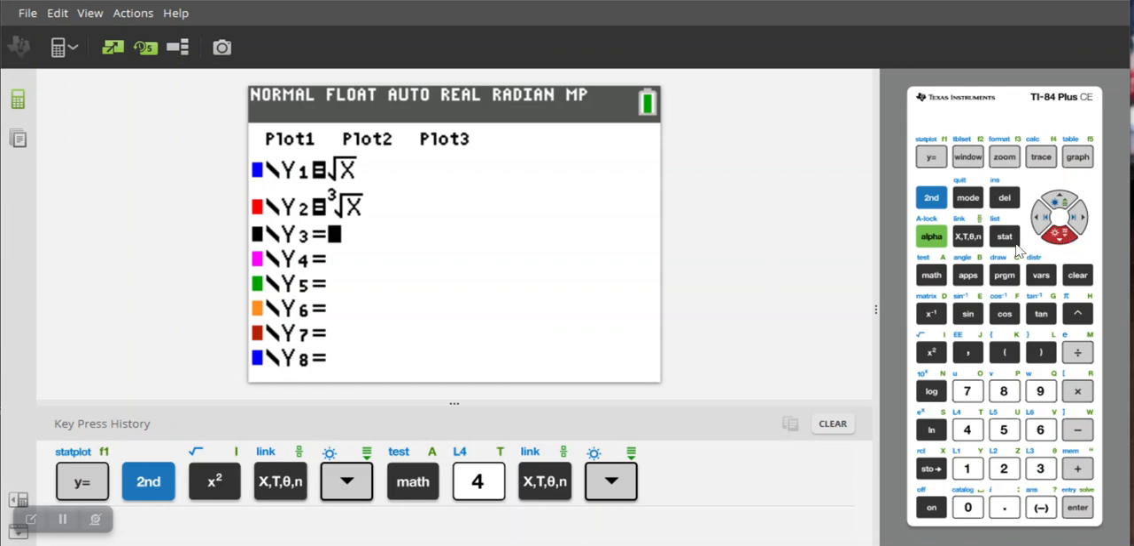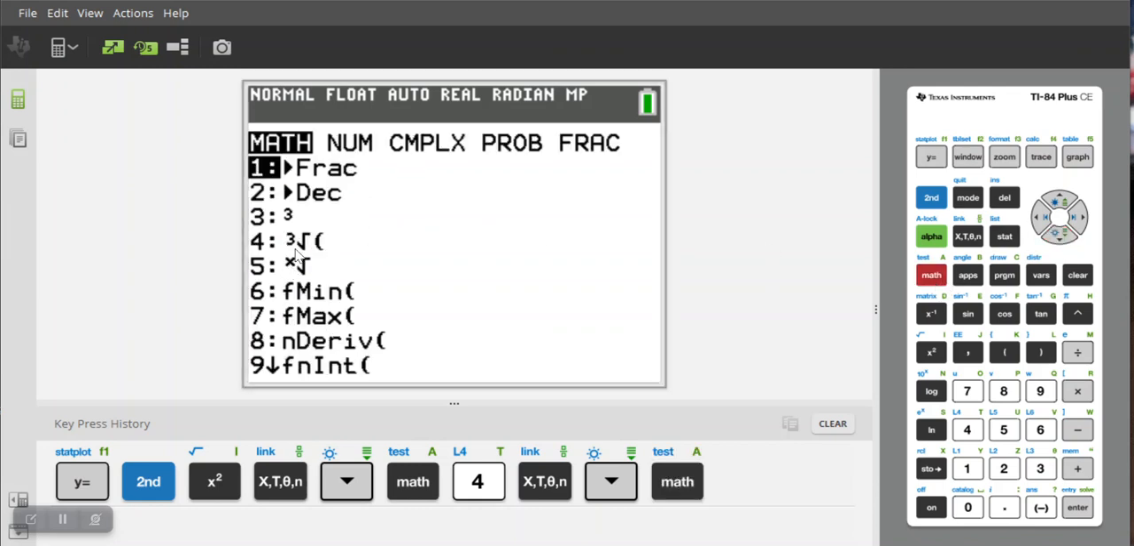Now the one underneath that, if I go to math, notice that option 5 is sort of the xth root of the expression. That just means you can put any number before that root that you want. Now the way this works is you do have to put that number in before you input this symbol.